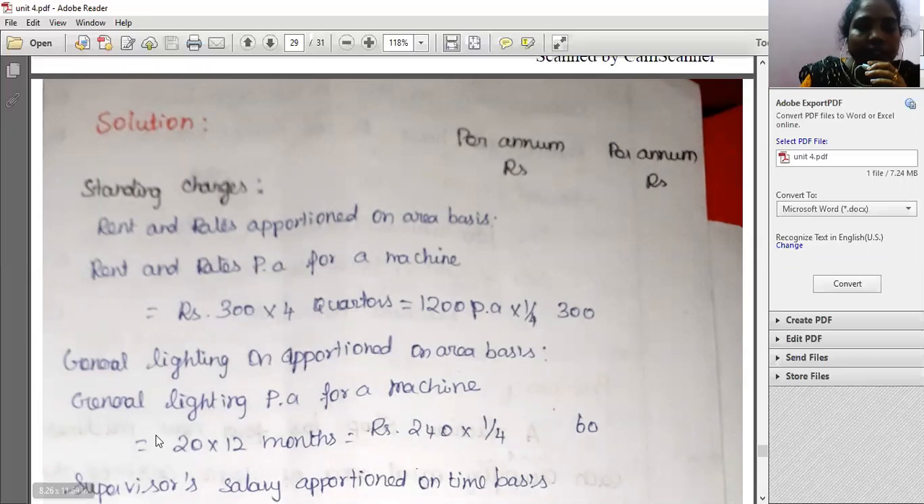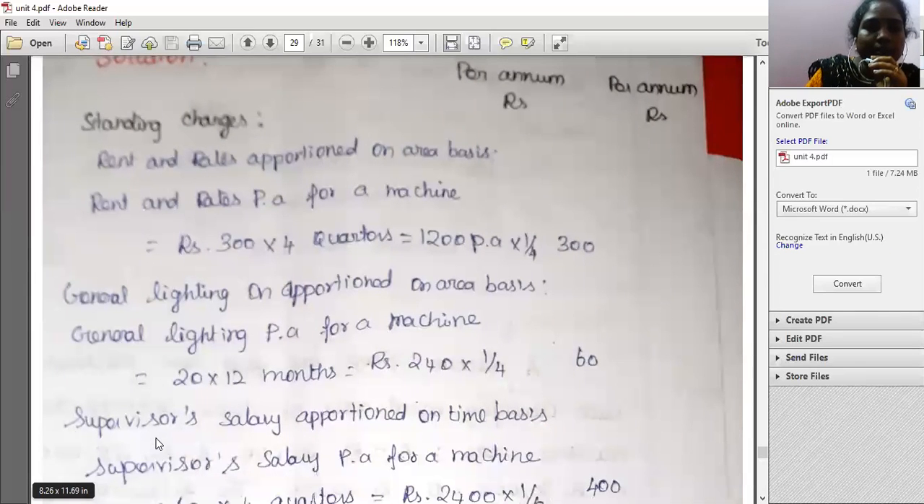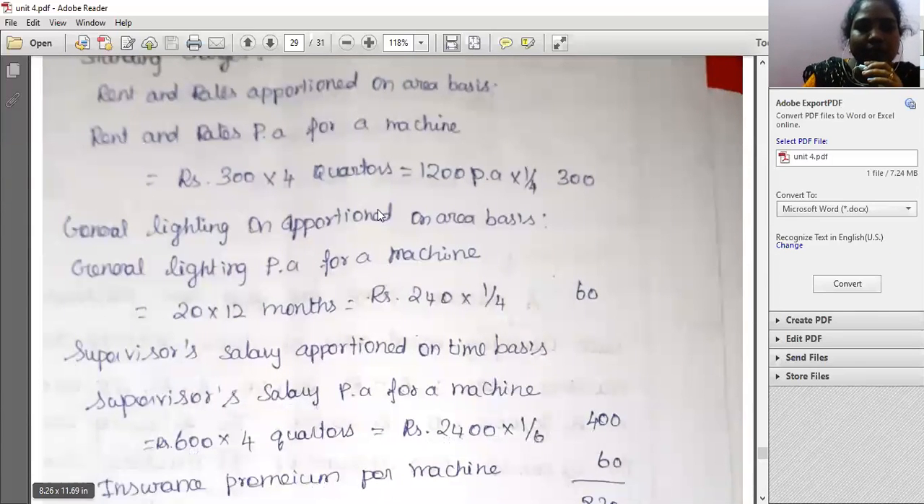And general lighting is apportioned on the basis of area. Per annum for the machine, 20 into 12 months, 20 points into 12 months, you get rupees 240. Converted on the area basis 1/4, that is 60.